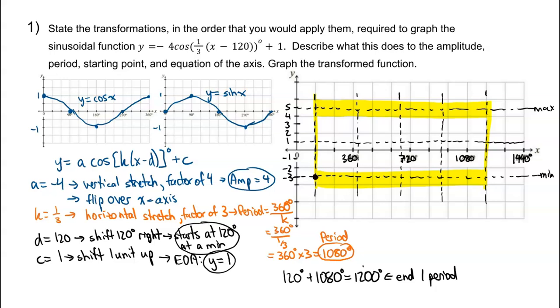The key to remember is that every period has 4 quarters to it. And so if it's starting at a minimum, then it's going to go to the equation of the axis, to the maximum, back to the equation of the axis, and then back down to the minimum. And I can draw my curve through all those points. And what I have is exactly one period of that function, y equals -4 times cos of 1/3 (x minus 120) plus 1. The key to keep in mind here is that I'm graphing all this in degrees. If you're doing this in radians, it's the same idea, but we just keep in mind that instead of 360, we have 2 pi on the x-axis.